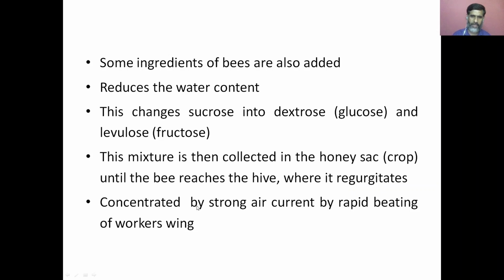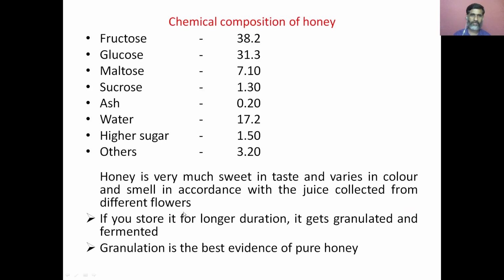Then it is concentrated by a strong air current, by the rapid beating of the workers' wings. Normally, some individuals continuously beat their wings to create an air current. That will further reduce the water content and the honey becomes more concentrated.